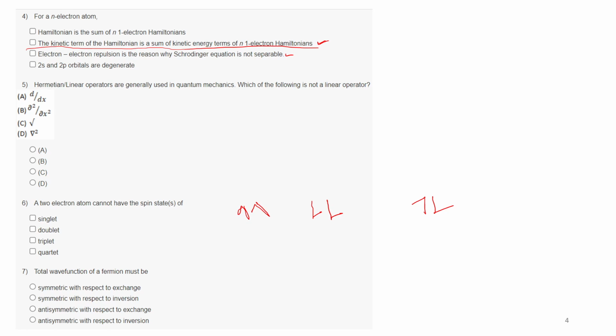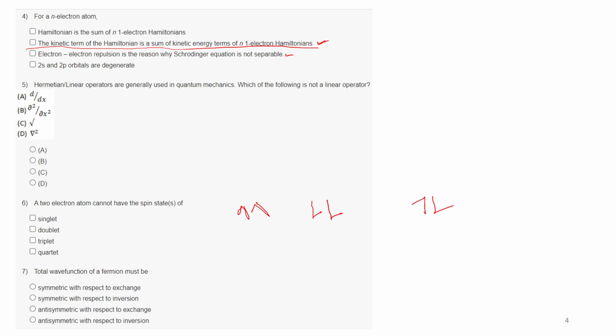In the question, they say that for an n electron atom, the kinetic term of the Hamiltonian is a sum of kinetic energy terms of n one electron Hamiltonians. It doesn't mention the nucleus term. But according to the Born-Oppenheimer approximation that we are using right now, the nucleus kinetic energy will always be taken as zero, because nuclei don't move as fast as the electrons. But nothing is mentioned, right? The most general form should have the nucleus term.